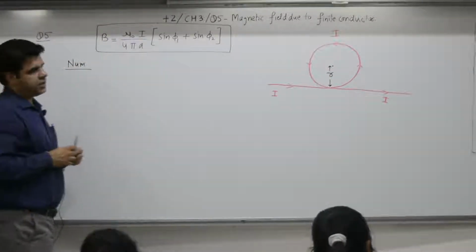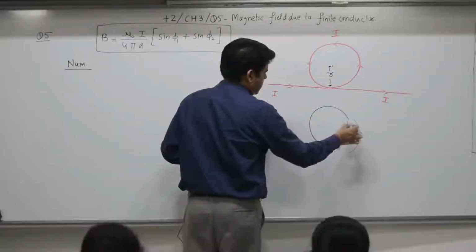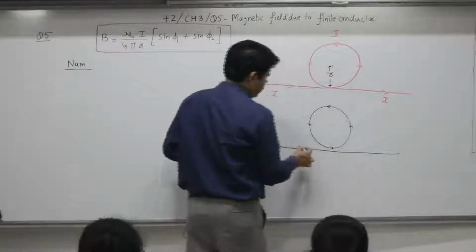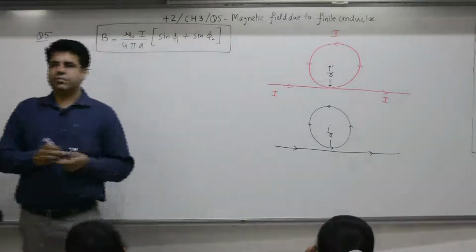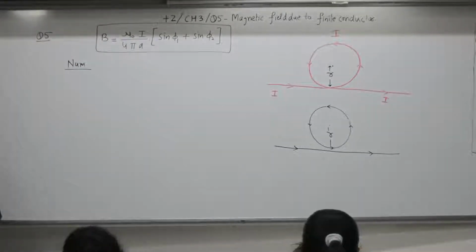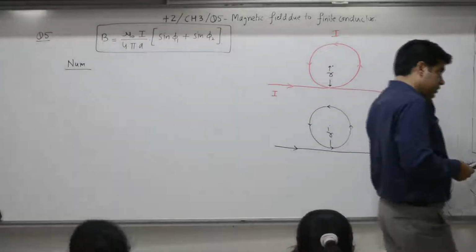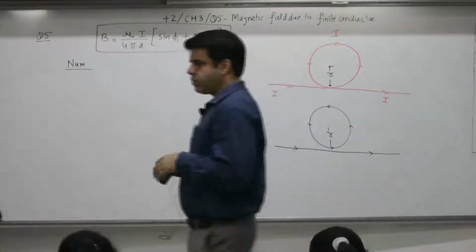You can find out the magnetic field. First, due to the circle. Second, due to the infinite conductor. Magnetic field due to the circle, magnetic field due to the infinite conductor. Write the expression for both. You have covered the infinite conductor today and the circle in the previous lecture. Expression for magnetic field.